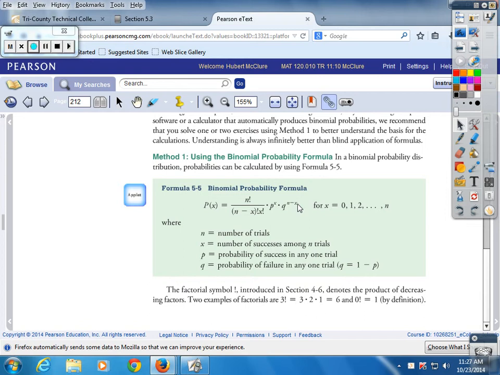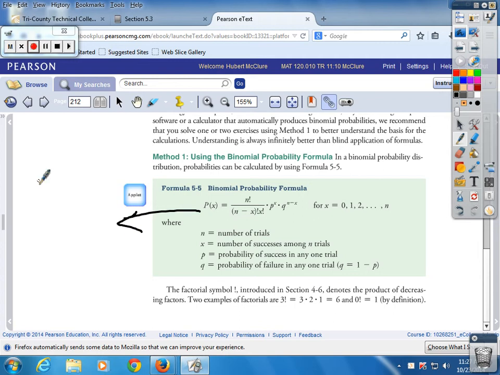That's why it's much easier to have a calculator. And notice I tell you to use a calculator when you what? Need to use a calculator. So, how do you use the calculator to do this?